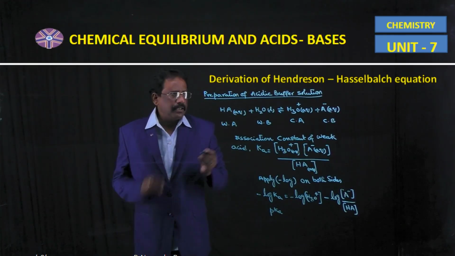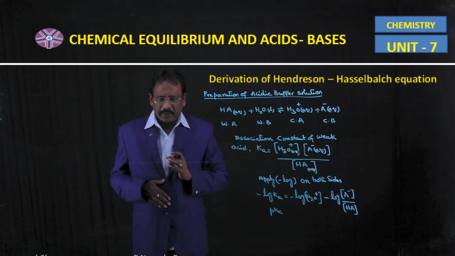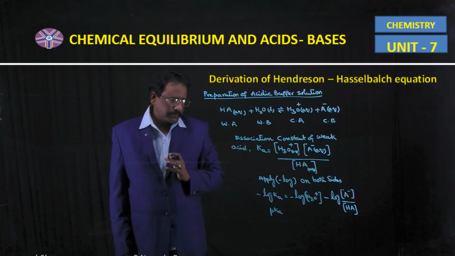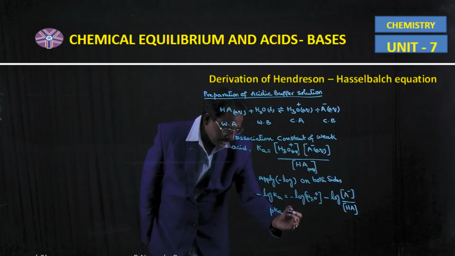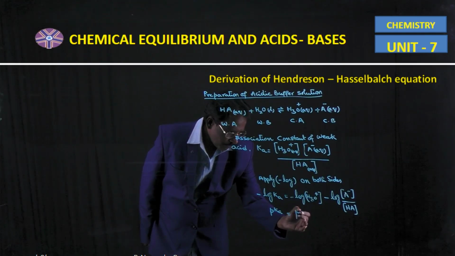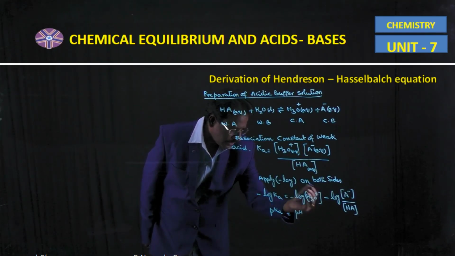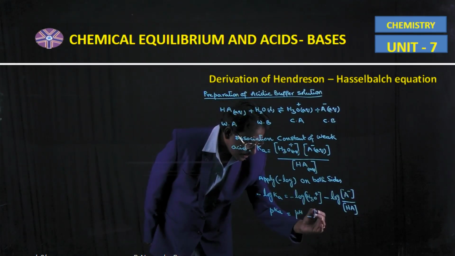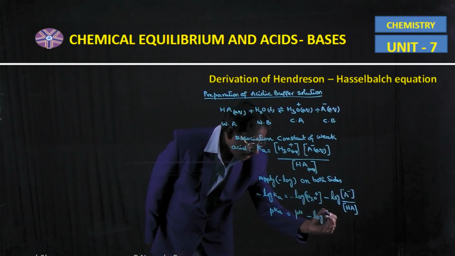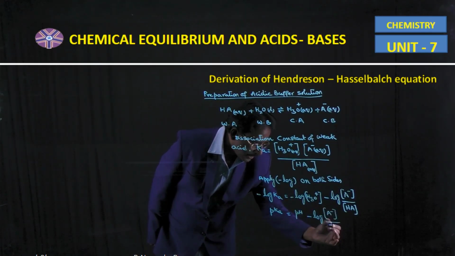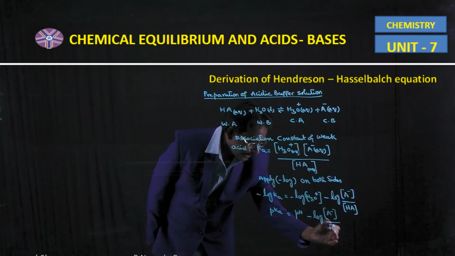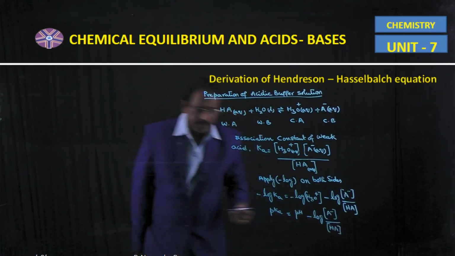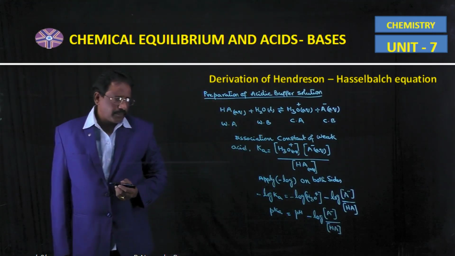Topic is preparation of acidic buffer. pKa is equal to pH minus log of the active mass of A minus divided by the active mass of the weak acid.